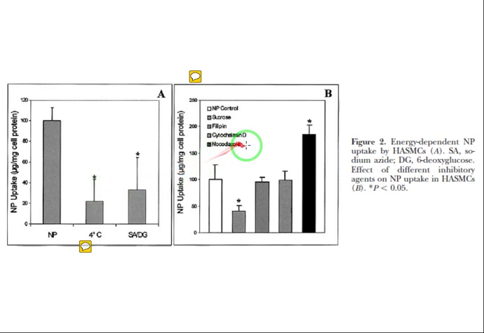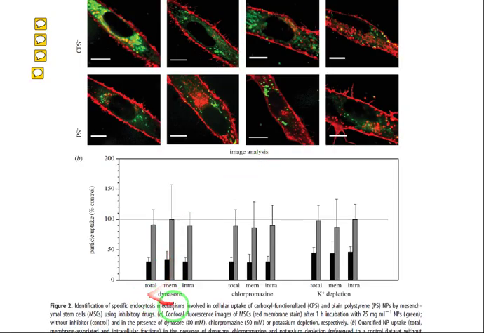Okay, we can also use other inhibitors, as we mentioned in the previous video. Here I mean the dynasore and other inhibitors, to see the preferential internalization mechanism used by the cells.